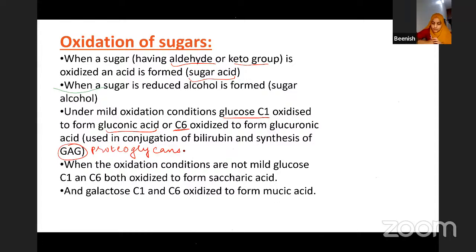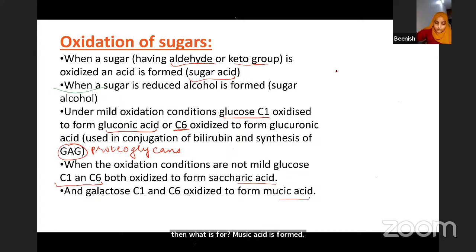Now, when the oxidation conditions are not mild, then both carbon 1 and carbon 6 are oxidized, and they form saccharic acid. And when galactose is oxidized, not under mild conditions, then what is formed? Mucic acid is formed.